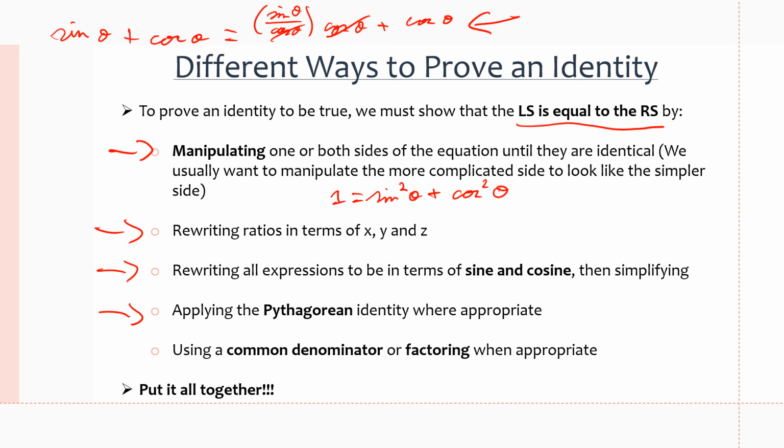And lastly, we can find a common denominator or factor when appropriate. And of course, as it says in the bottom, we want to use all of these methods, again, in no particular order, and put them all together to prove our identities.